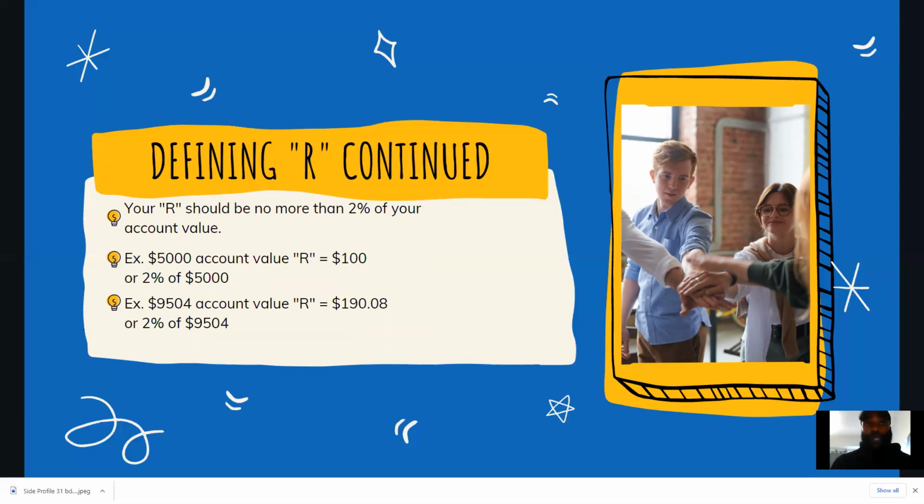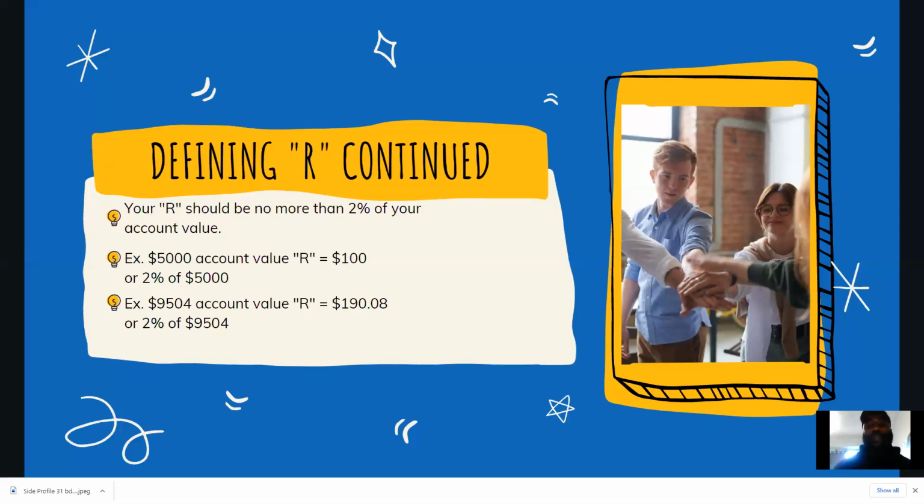So I was taught, once again, to not risk any more than 2% of your account value. And I get a little bit more flexible as your account gets bigger. I've risked as much as 5% on a trade. The risk was a little higher, so my investment, I only bought one contract instead of buying 3 or 4 contracts. But that's another lesson for another day. One of the examples that we like to use here is a $5,000 account value. So if you have a $5,000 account, our R is going to be $100, or 2% of our $5,000 account.